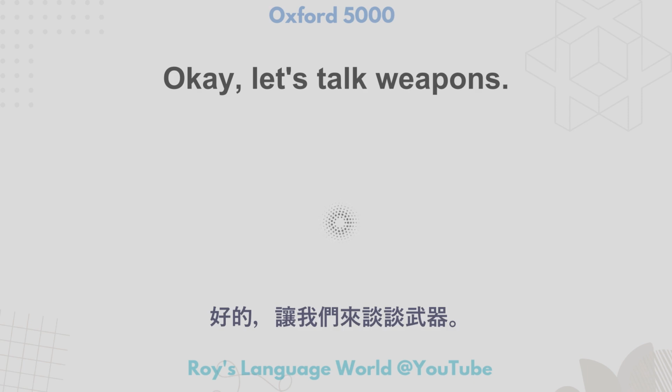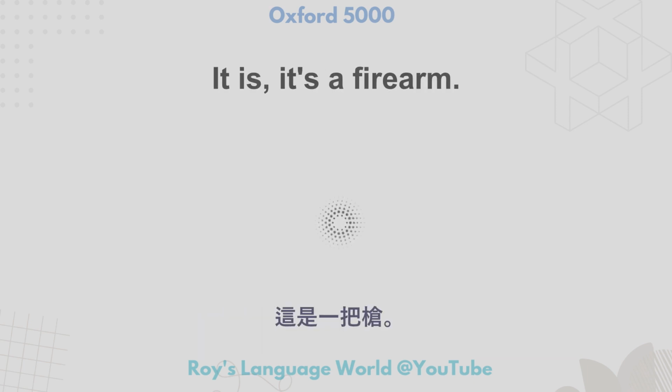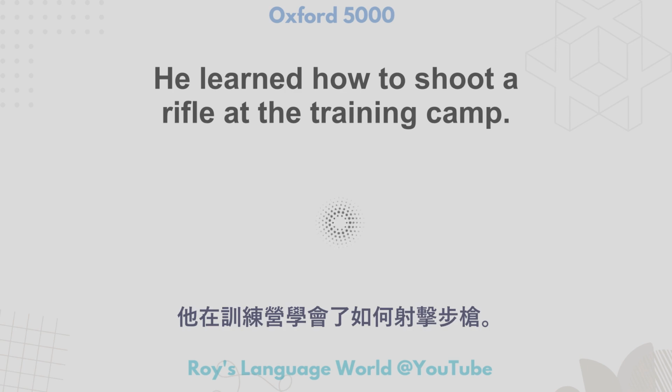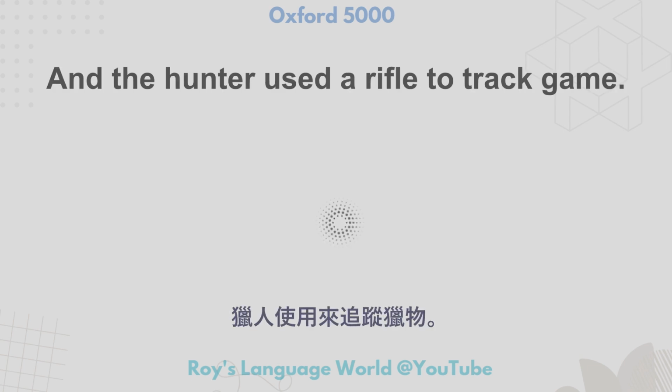Okay, let's talk weapons. A rifle, that's a long gun. Yeah. It is. It's a firearm. The soldier carried a rifle. He learned how to shoot a rifle at the training camp. And the hunter used a rifle to track game.